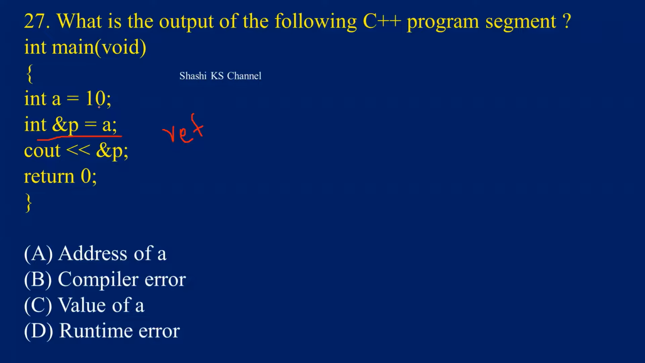the value of a is 10. So when I say cout &p, the address of p gets printed. Address of p is nothing but the address of a that will get printed. So the answer for this would be option A.